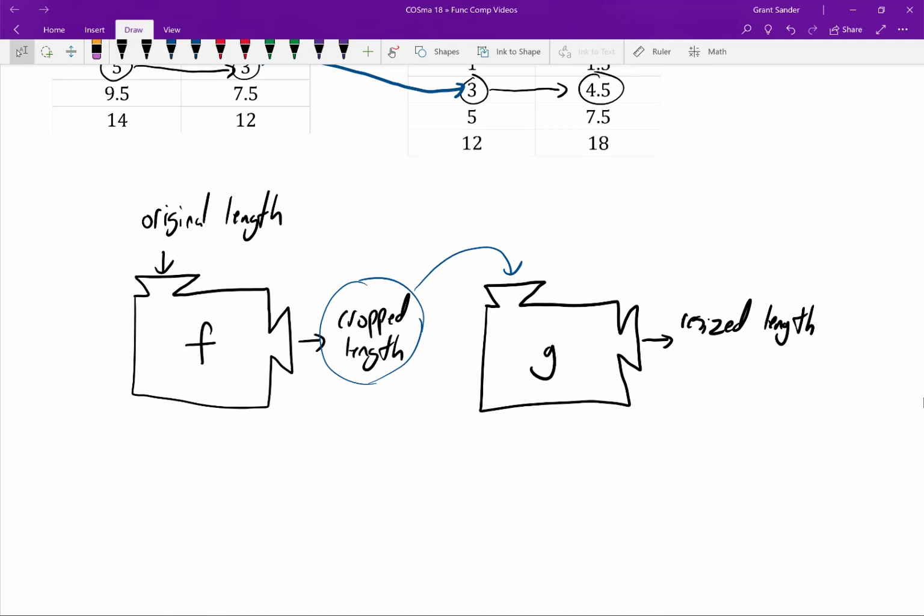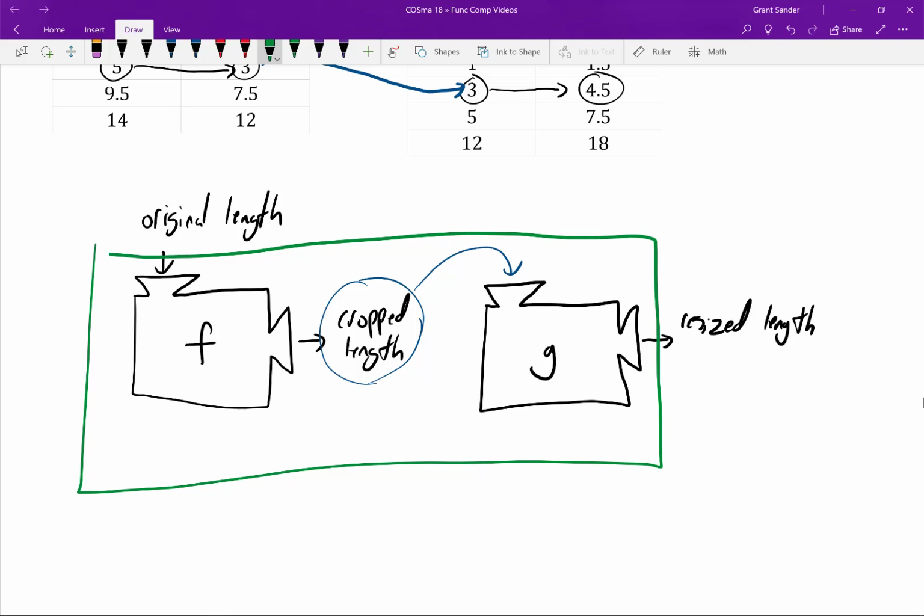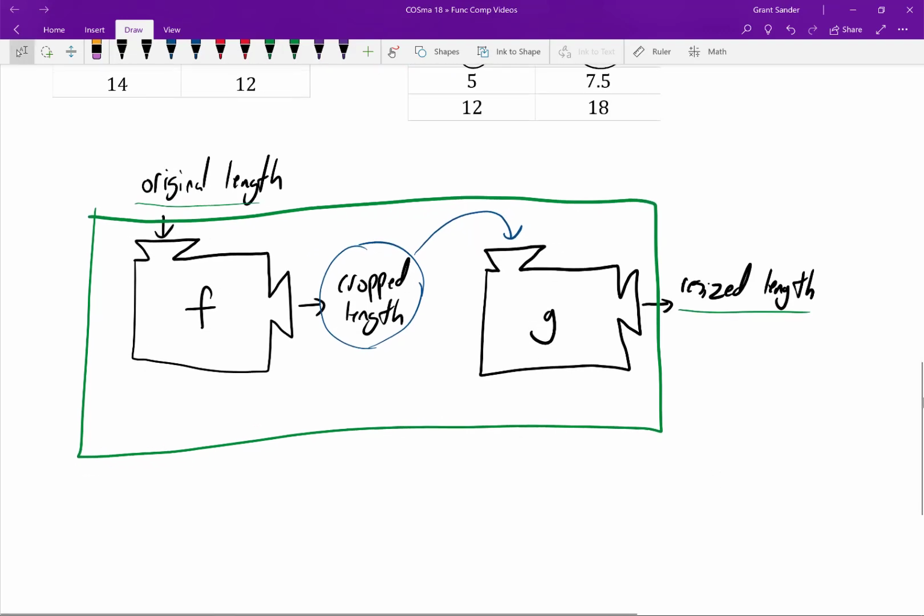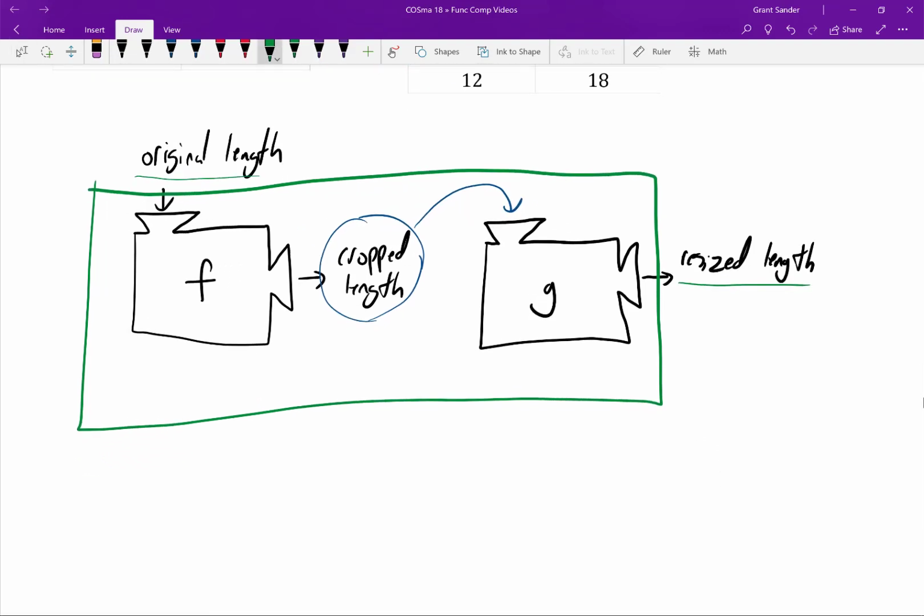Now in math, we can think about this as two separate processes, or we can just imagine this as one single process. We can take this entire thing and pretend like it's just one process. Kind of ignoring what happens on the inside, we know that it will take an original photo length as its input and then output a resized photo length. So we could call this new function h, and h will take an original length as its input and then output a resized photo length.